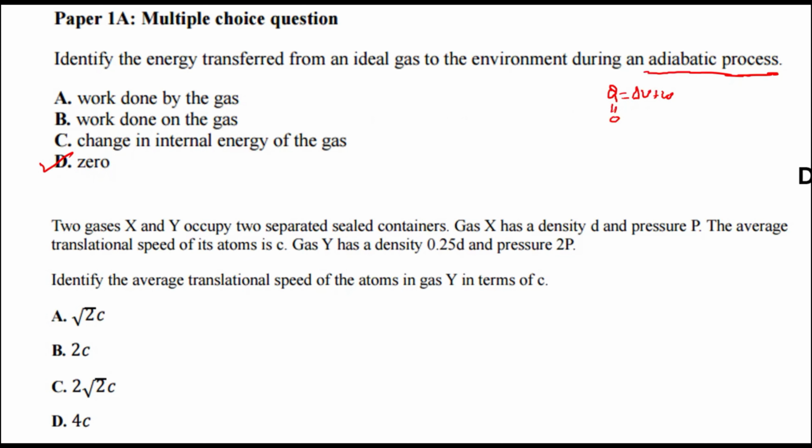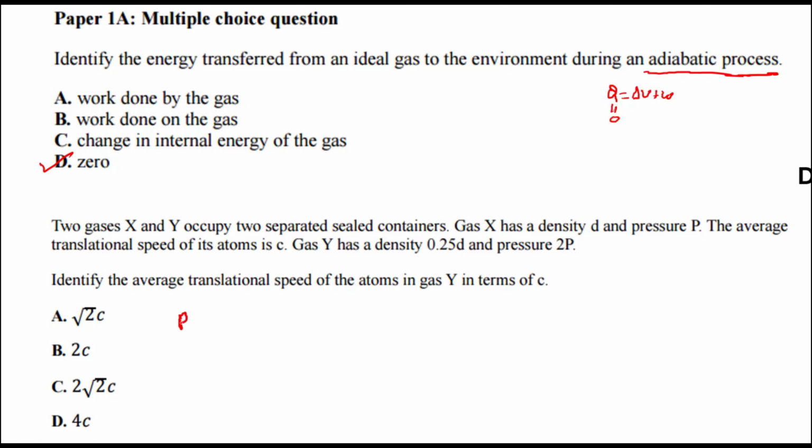Two gases X and Y occupy two separate sealed containers. X has a density D and pressure P. The average translational speed for its atom is C. Gas Y has a density which is 0.25 times D and the pressure is 2P. Identify the average translational speed of atoms in gas Y in terms of C. So if I open the data booklet, you will find the equation.